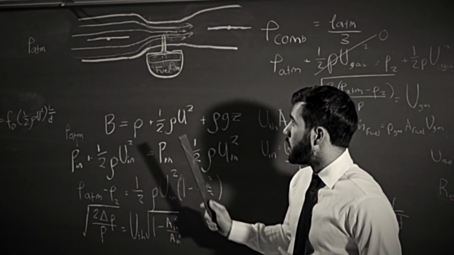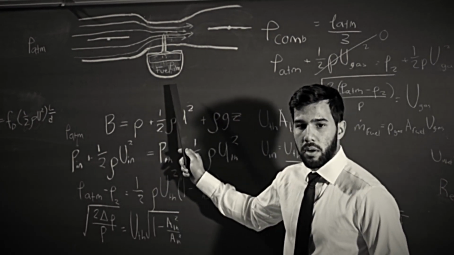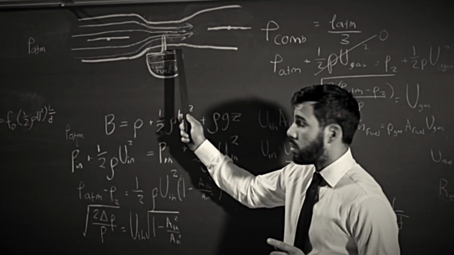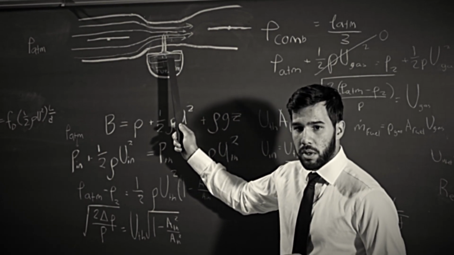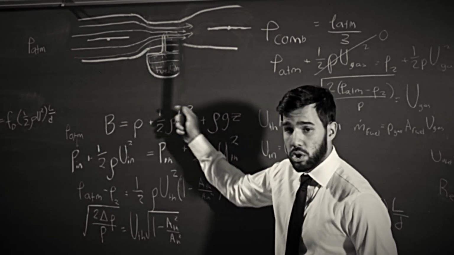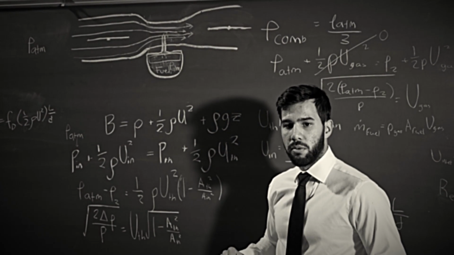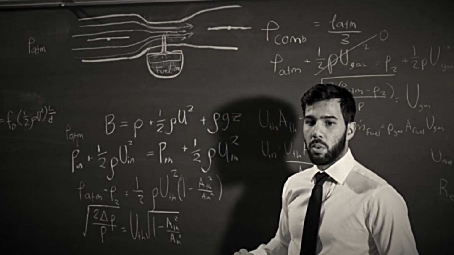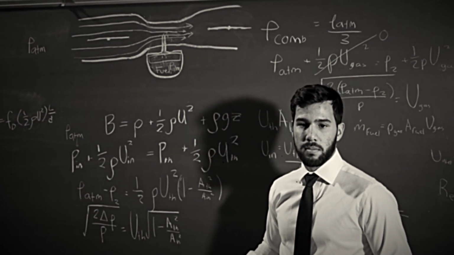Below the carburetor is a fuel reservoir. A localized pressure drop at the throat draws liquid fuel from this reservoir into the air moving through the venturi. The resulting mixture of fuel and air exits the carburetor on its way to the engine intake manifold.